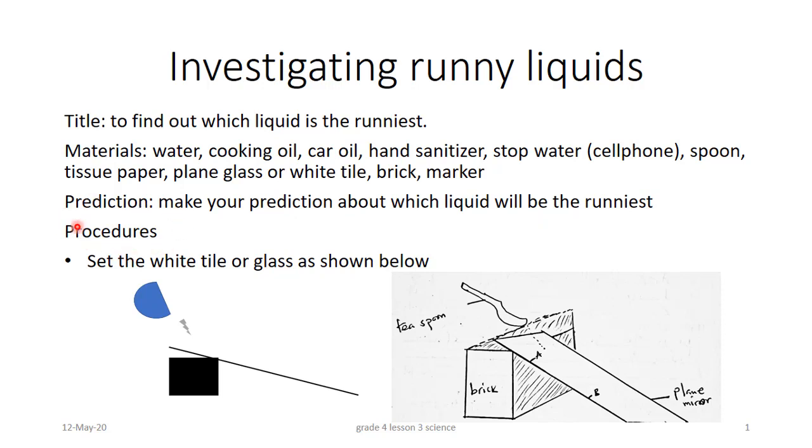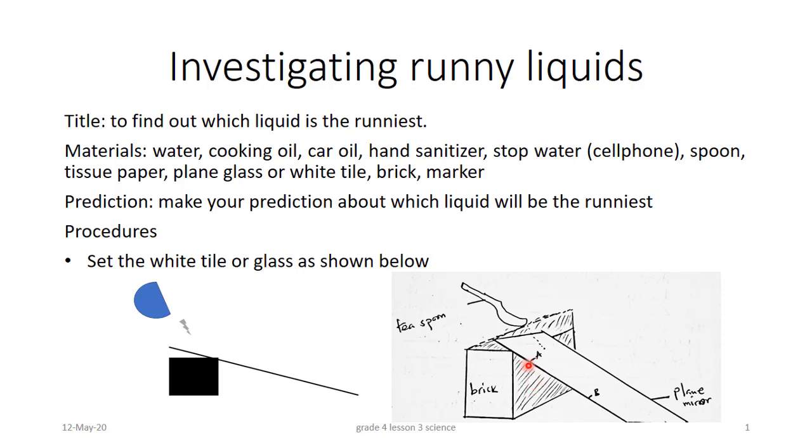For the procedure, you have to set up the glass as shown below. This is how your setup will look. This is my setup. This is a brick. I said if you don't have a brick, just use any material that will keep this plain mirror or this white tile a little bit slanted. And then you need a teaspoon, which is this one.